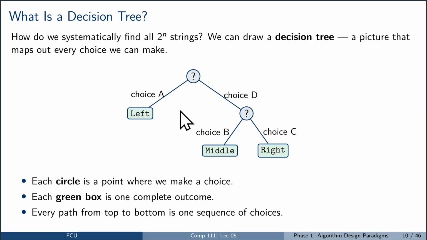So think of it this way. Each circle is a decision point. You have to decide what choice you need to make. And then each green box is one complete outcome. Every path from the top to a green box is one sequence of choices. So for example, from the top, you choose D, and then at this point, you have a choice. Either you can choose D or you can choose C, but you chose B, and your sequence becomes D and B at this green rectangle, which I've just highlighted. So a decision tree is just a picture of what if I pick this, and then what happens.